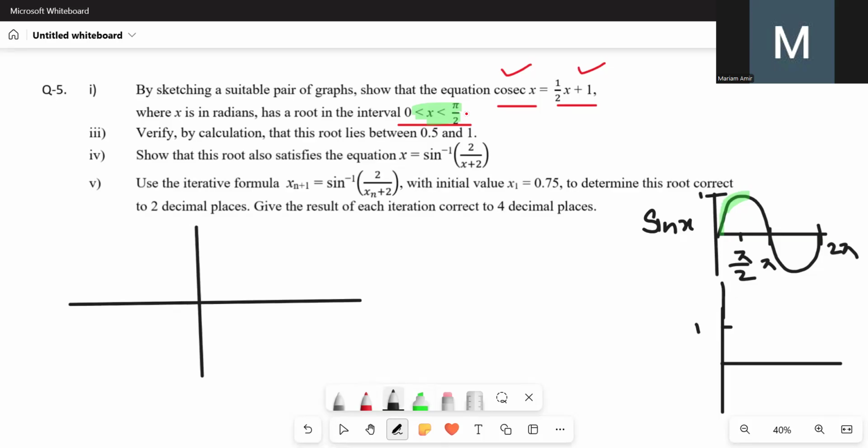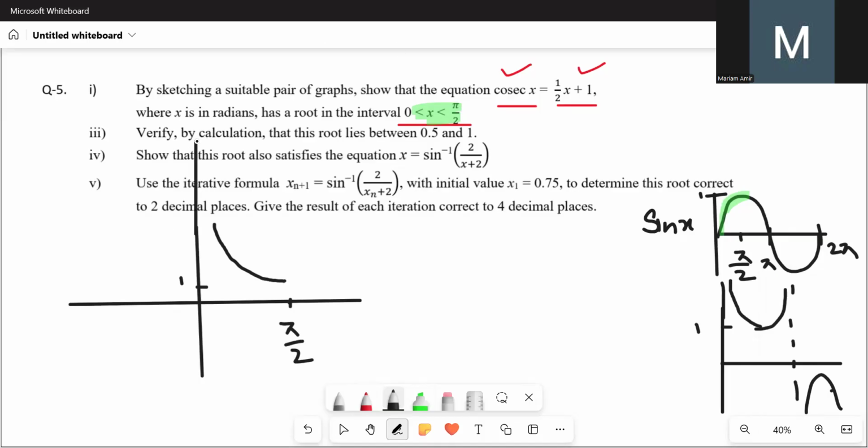It comes down from positive infinity and comes down till 1. So this is the graph that you plot here. This would be 1, and this would be pi by 2. We don't need the rest of the graph, which by the way goes like this, but we don't need it. Make sure that this graph goes pretty close to the y-axis, but without touching, because the y-axis is supposed to be the asymptote.